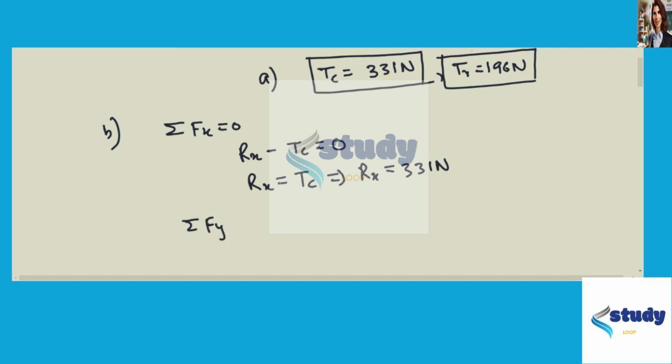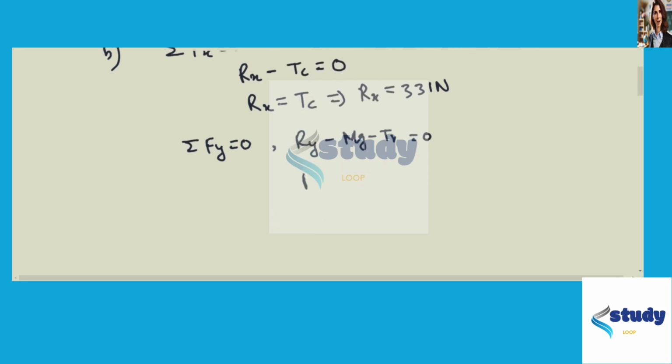For vertical equilibrium, the summation of all forces along the y direction will be 0, which means Ry minus the weight of the beam minus the tension in the rope equals 0, or Ry equals mg plus the tension in the rope, or that equals 50 kg times 9.8 meters per second square plus 196 newtons, or the vertical component of the reaction force is of magnitude 686 newtons.